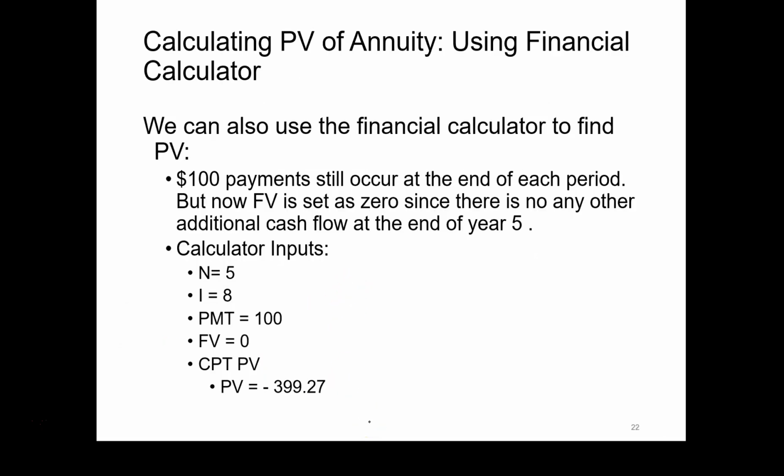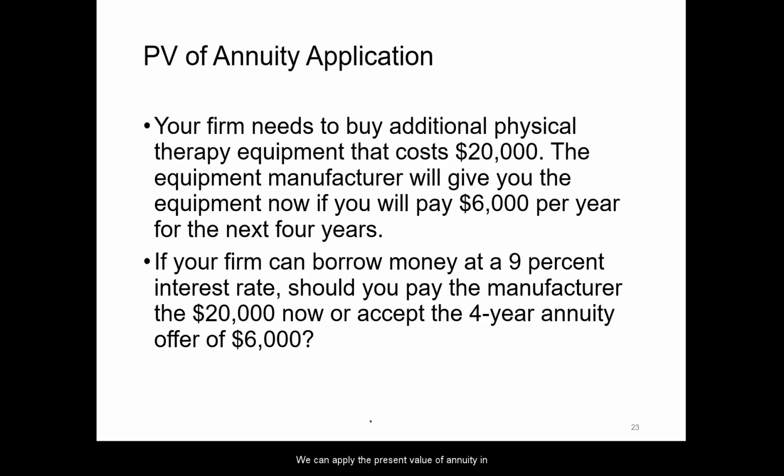So either way, no matter whether you are using the equation or your financial calculator, you should get the same result. And I would recommend you to try both, to practice with both. We can apply the present value of annuity in some practical situations. For example, here, if you want to buy something that costs a lot of money and you try to pay by installments, so you will pay $6,000 per year for the next 4 years. So the question is, do you want to take this deal?